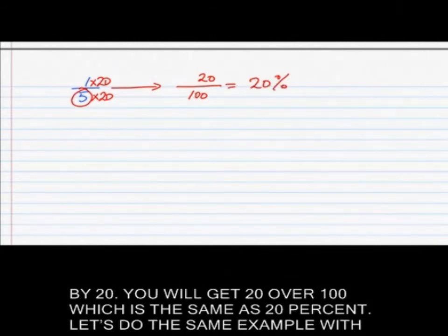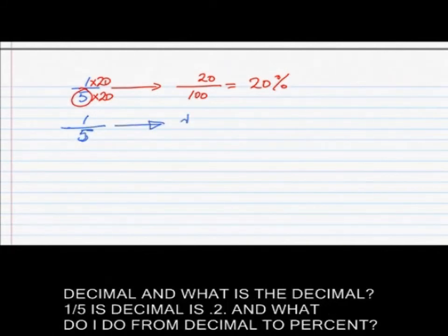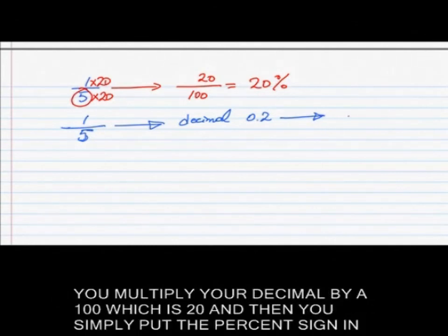Let's do the same example with the other method. I have 1/5. This time, instead of making the denominator 100, I will go to decimal. And what is the decimal? 1/5 in decimal is 0.2. And what do I do from decimal to percent? You multiply your decimal by 100, which is 20, and now you simply put the percent sign in there.